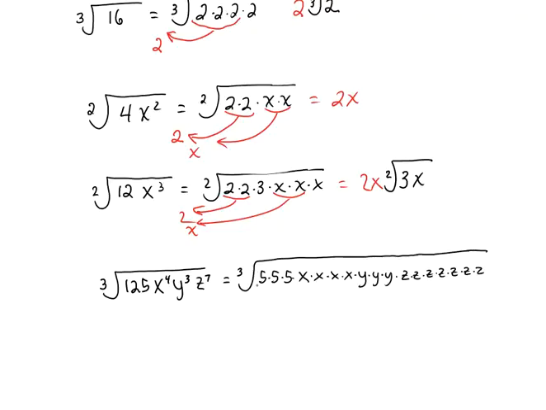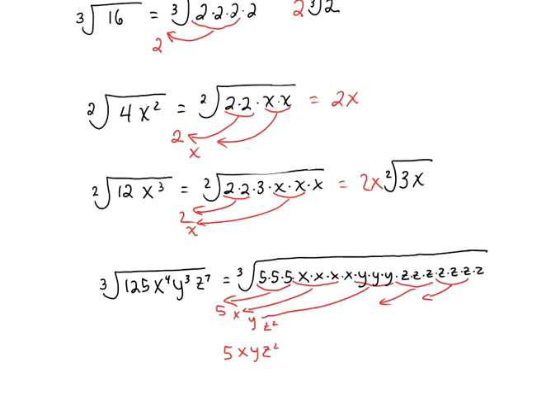Since it's a cube root, we're looking for triplets. We can bring out a 5. We can bring out an x. We can bring out a y. And we can bring out 1, 2, z's. Z squared on the outside. So on the outside, we'll have 5x, y, z to the second.